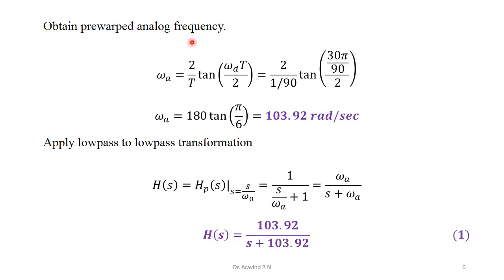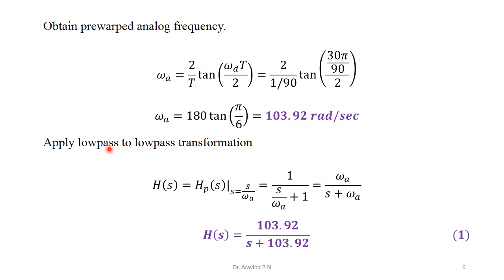Obtain pre-warped representation. So omega A is equal to 2 by T tan (omega d T divided by 2). All are known parameters. Make the substitution of it. So 2 divided by T is 2 divided by 1 by 90, that is substituted. Omega d is 30 pi, substituted here. Again T is present, that is equal to 1 by 90. Therefore it is represented as 30 pi by 90, and this too is retained as it is. Now after simplification of this, we are going to get 103.92 radians per second.